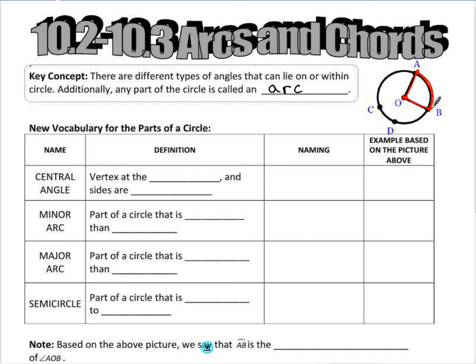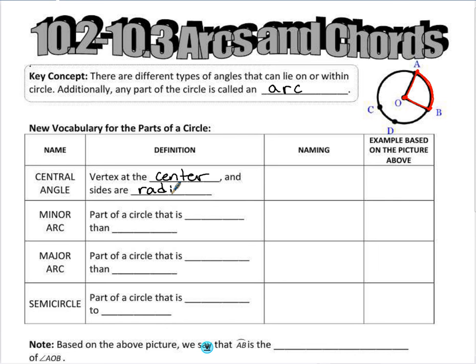Okay? And there's a special relationship that's held by the angles and their arcs, and that's based on the position of the vertex. And that's going to be a very important part here. We have to understand some key terminology first. The first thing is a central angle. A central angle is an angle where its vertex is at the center, and the sides of that angle are the radii.